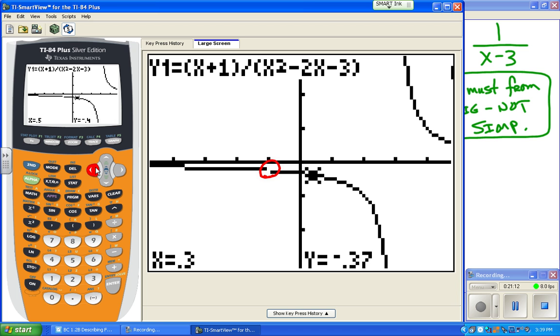And if I come back over here, come on, one more. Oh yeah, look at that y value. Yeah, you're saying to yourself, what y value? That's what I'm hoping you're saying. There is no y value at that point.